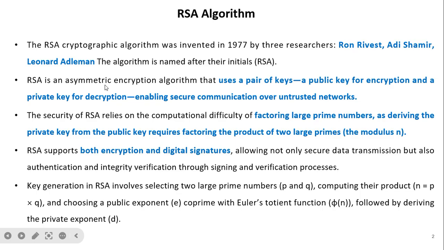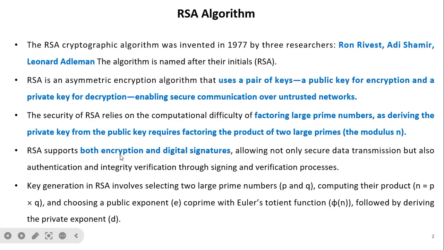RSA is an asymmetric encryption algorithm that uses a pair of keys, a public key for encryption and a private key for decryption, which enables secure communication over an untrusted network. The security of RSA relies on the computational difficulty of factoring large numbers, as deriving the private key from the public key requires factoring the product of two large prime numbers. I have explained this already in my previous video.